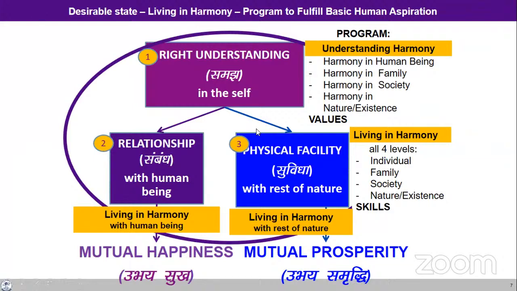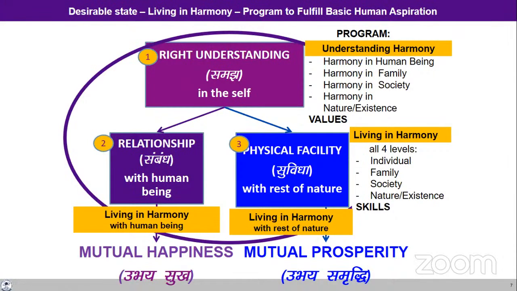So right understanding in the self and relationship with human beings, living in harmony with human beings, will lead to mutual happiness. Right understanding in the self and physical facility with the rest of nature will let us live in harmony with the rest of nature, so that it can lead to mutual prosperity.